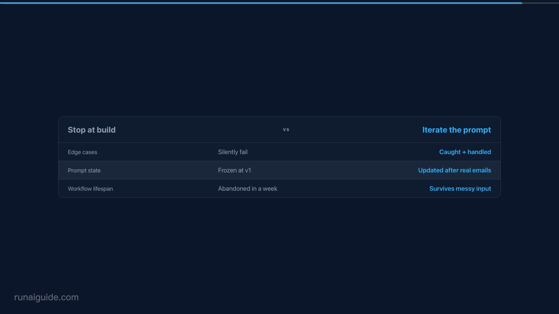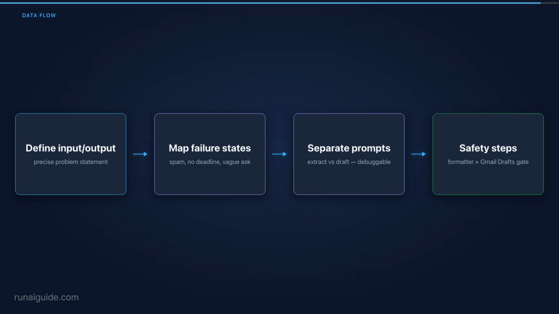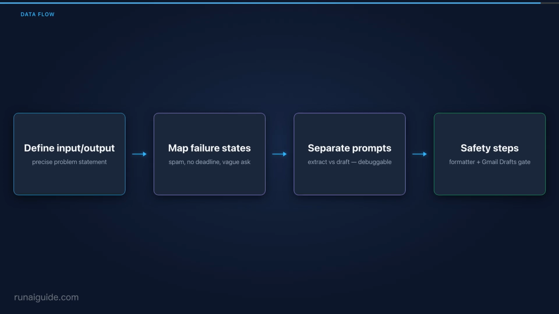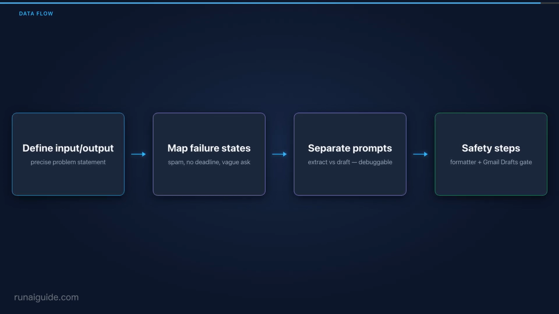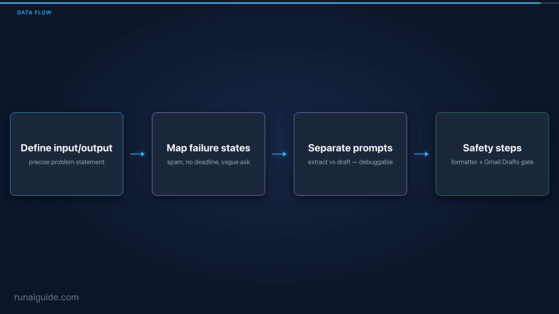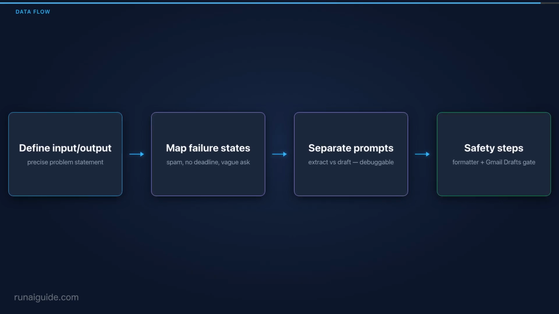The reason most AI workflows get abandoned isn't the model or the tools. It's that the problem was never defined precisely enough to survive real messy input. Define the input. Define the output. Map the failure states. Build the safety steps. Keep the prompts separate and testable. That's what holds this together.